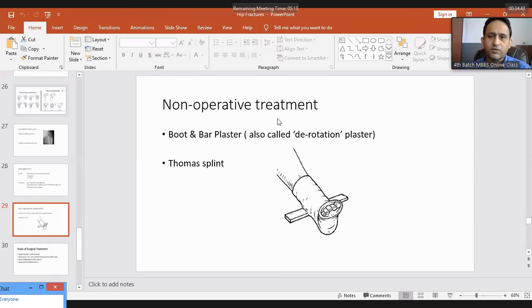If you are offering non-operative treatment, there's something called a boot and bar plaster. This is plaster worn around the lower end of the leg with a bar there, so that your foot is kept in neutral rotation, allowing the fracture to heal. There's a good chance it can heal by non-operative method because it's an extracapsular fracture. So all those risk factors of non-union don't come into inter-trochanteric fractures. Another immobilization method is the Thomas splint.